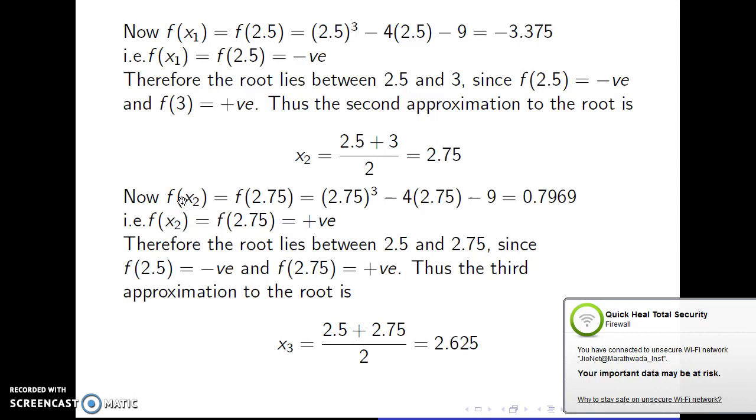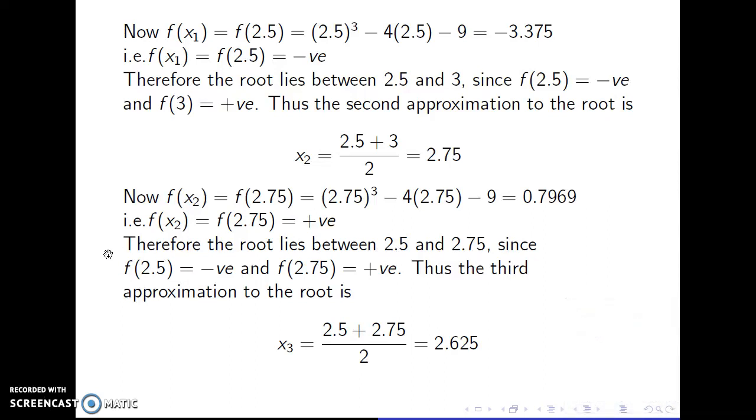Now next we will find f of x2. Substitute this 2.75, that is the x2 value, in the polynomial. Now we got this value positive, 0.7969. Therefore, the root lies between 2.5 and 2.75. Since f of 2.5 from the second iteration is negative and f of 2.75 we got positive, thus the third approximation to the root is x3 equal to 2.5 plus 2.75 upon 2. So we got the third iteration.